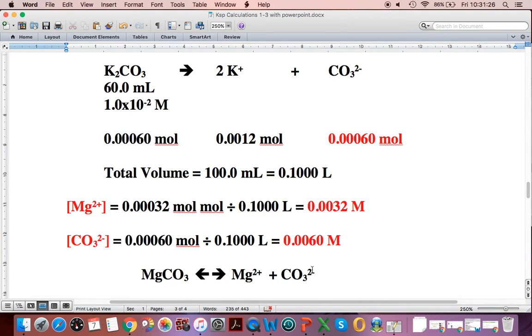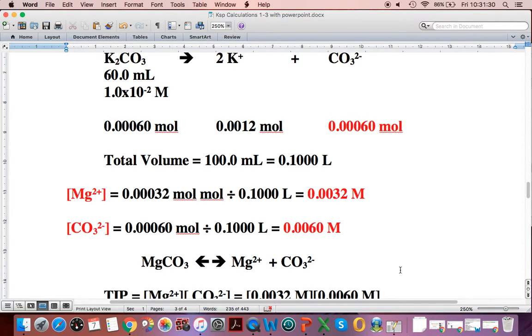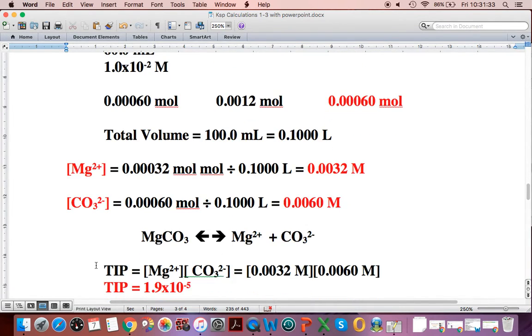Here is the dissociation equilibrium for our precipitate or possible precipitate. So we write out our KSP expression, but we call it tip in this case. We know it's the magnesium times the carbonate. The 0.032 comes here, the 0.0060 comes here. Multiply it out and we get a tip of 1.9 times 10 to minus 5.